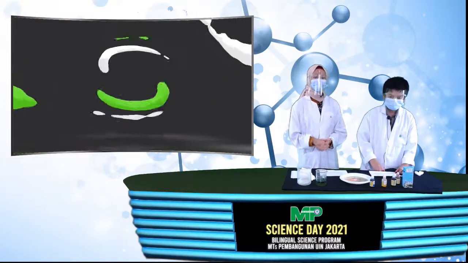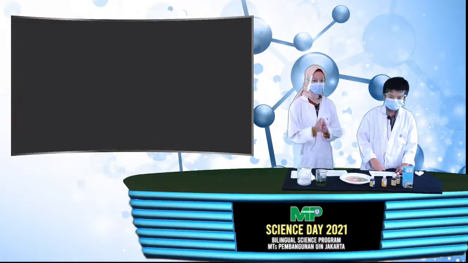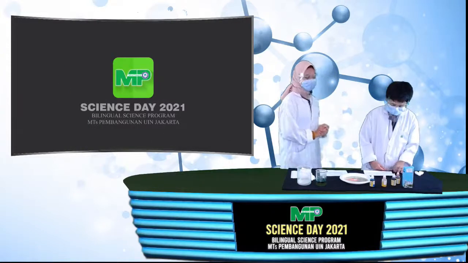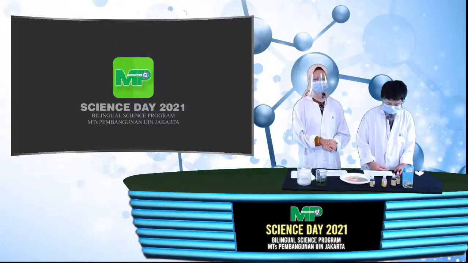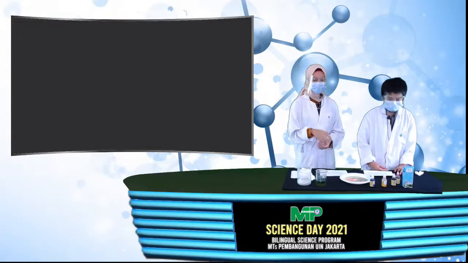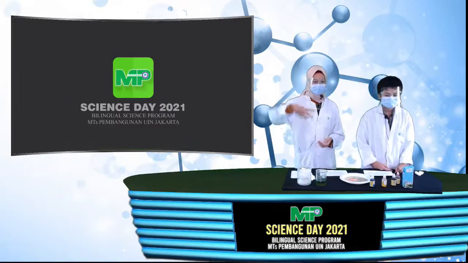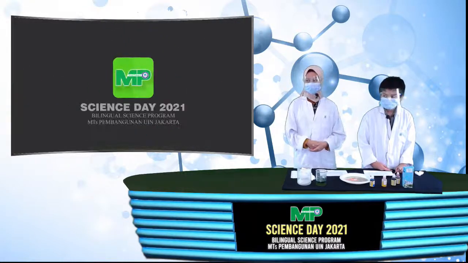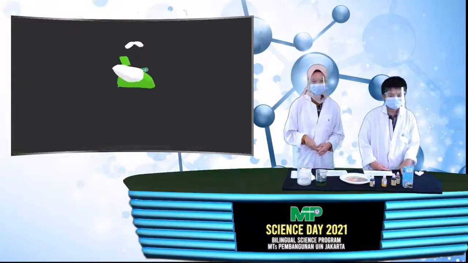Just like before, the person who can answer the question correctly will get GoPay. So, the question is, why does the food coloring in milk look like dancing? If you know the answer, type me in the Zoom chat box. Me, M-E. Tristan from 7G, please turn on your camera and your microphone.